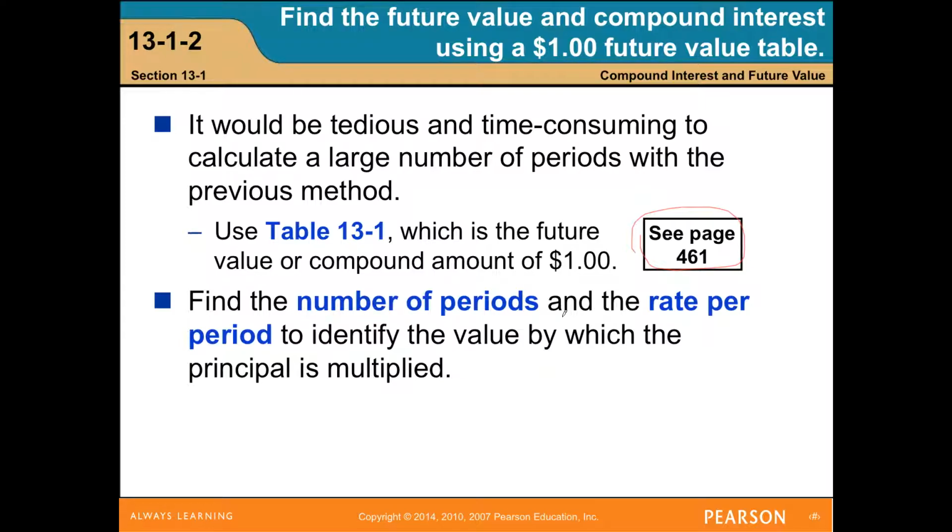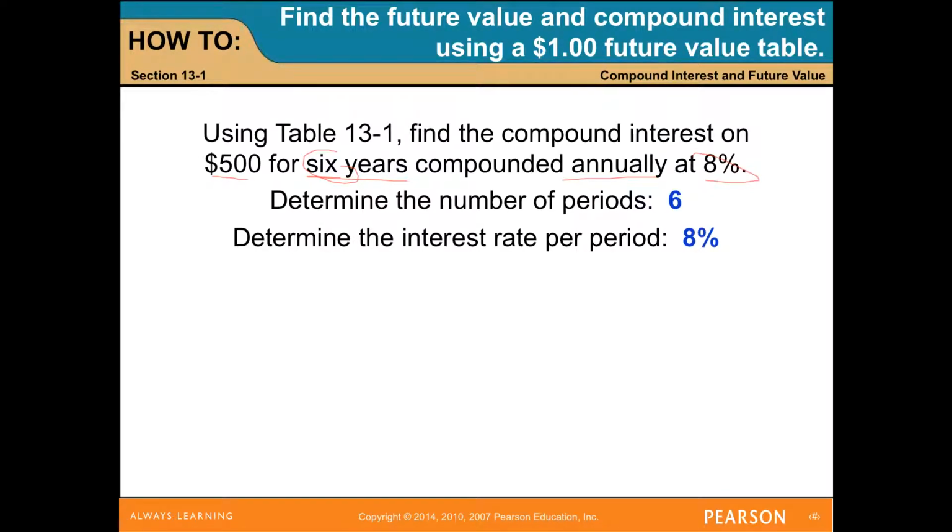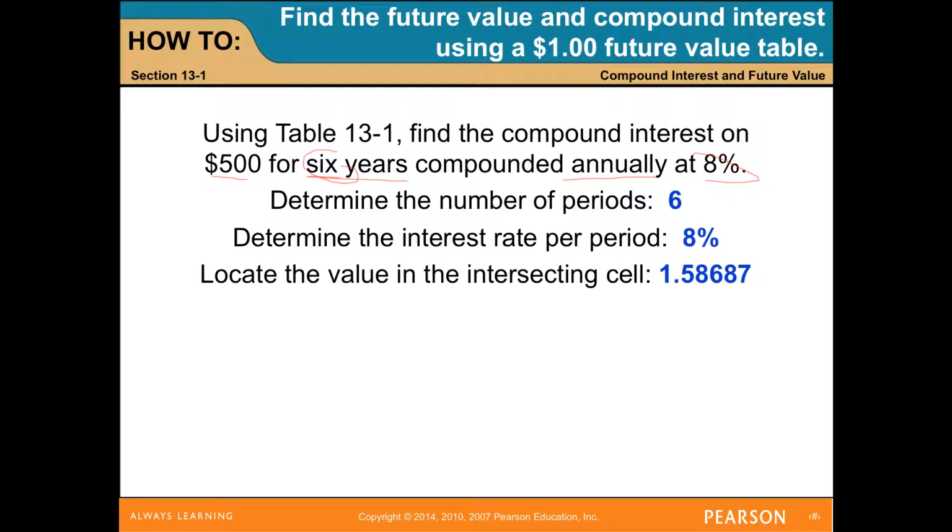Using Table 13-1, find the compound interest on $500 for 6 years compounded annually at 8%. Since it's compounded annually, there are 6 years, so there are going to be 6 periods at 8%. Determine the number of periods, 6. Determine the interest rate per period, 8%, so we don't have to do any math there. Locate the value in the intersecting cell, which is 1.58687.